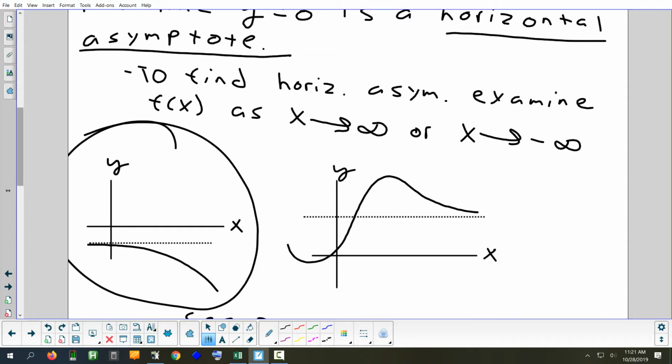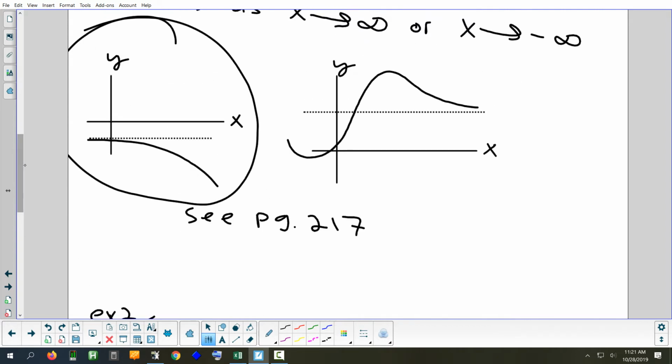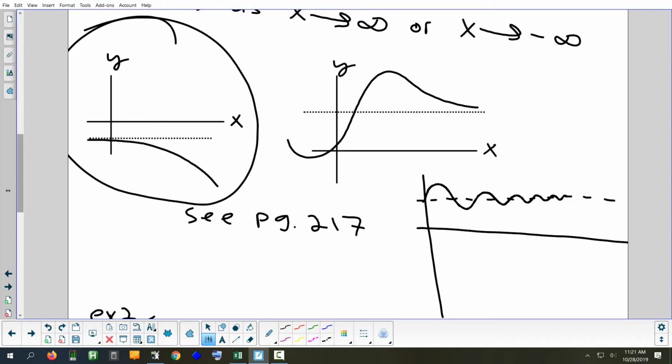Okay? We haven't done trig yet. You could also have something like this. Here's my asymptote. So that's a function that's getting closer and closer and closer to the asymptote all the time, but it's constantly oscillating above and below, above and below, above and below, but getting closer and closer as you go. That's another example of an asymptote.